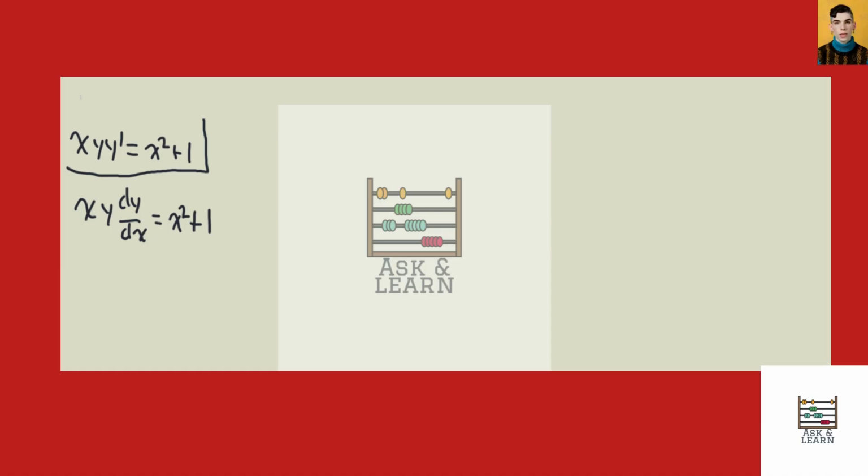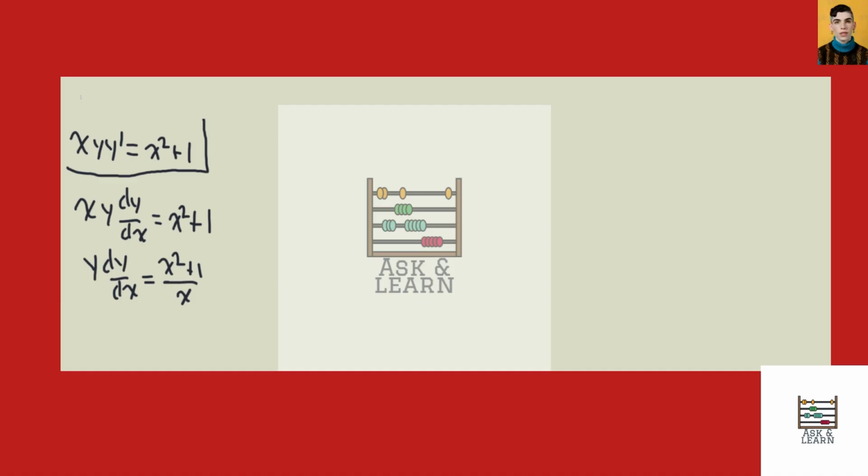Now, to begin the process of separating the variables in this equation, what we're going to do is divide both sides of the equation by x. That gives us dy/dx equals (x squared plus 1) over x, with the end result being that all the x factors and terms are over on the right side of the equation, and the y factors and terms are on the left side of the equation.